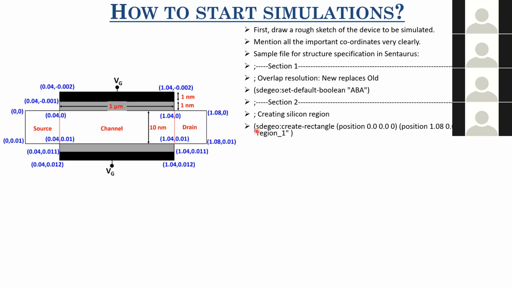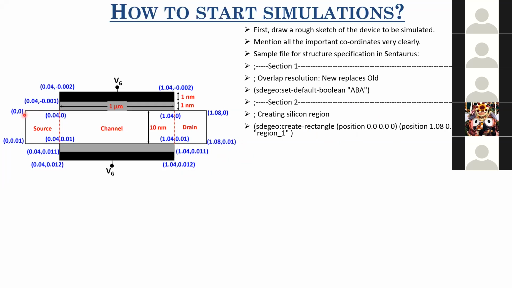So what exactly is the silicon region? One of the coordinates is 0, 0, the origin, and the diagonal coordinate is 1.08 and 0.01. All of these dimensions are in micrometers. So this is 1.08 micron, that is 1080 nanometers, and this is 10 nanometers. You just have to multiply by 1000 in order to convert to nanometers. Typically the tool understands the language of micrometers itself. The unit is micrometers, not nanometers. So you have to convert every dimension first into micrometers and then define it here.